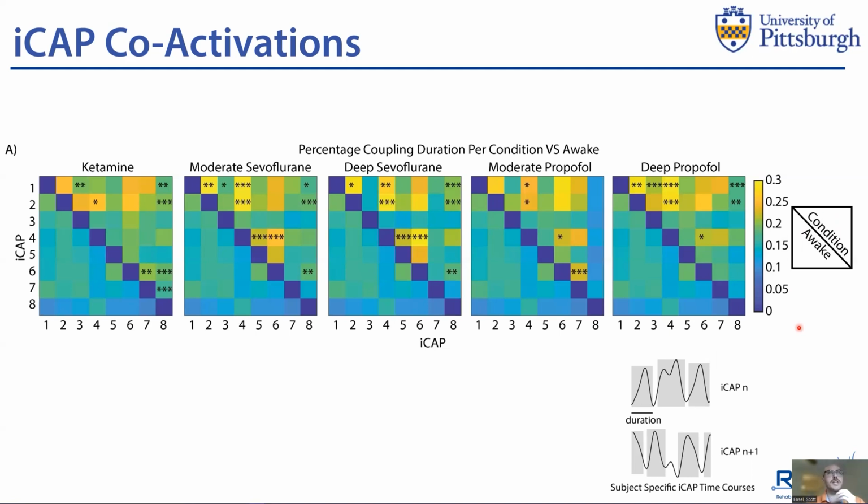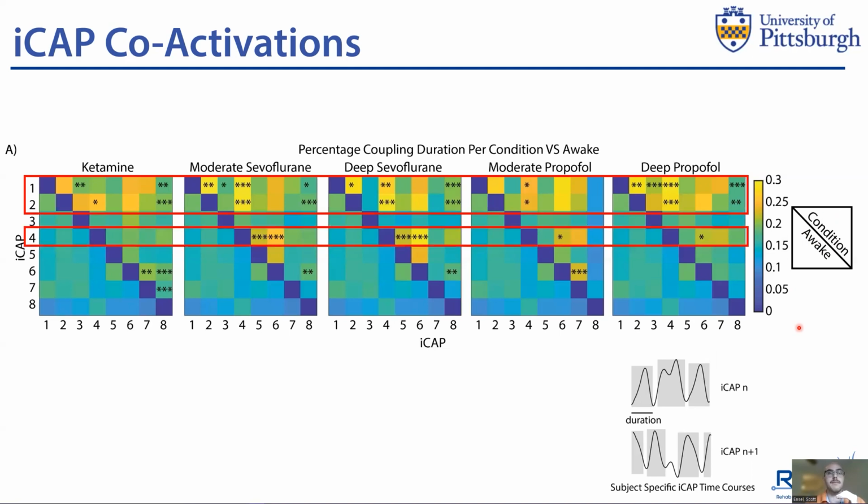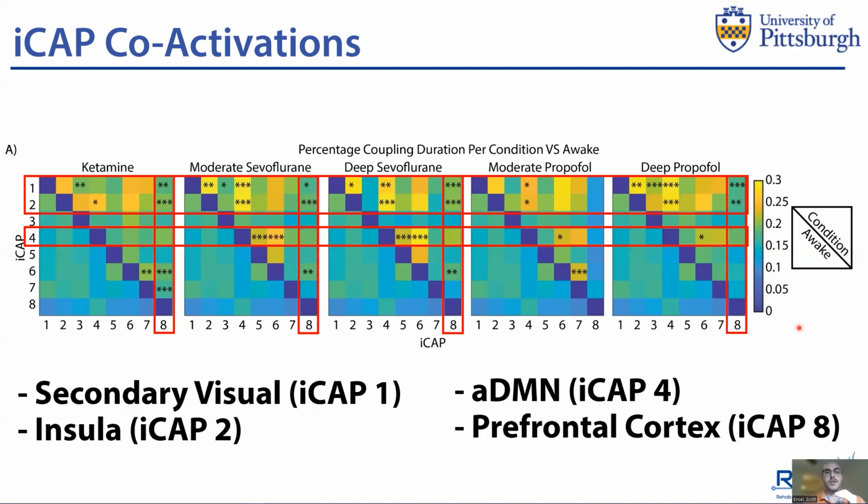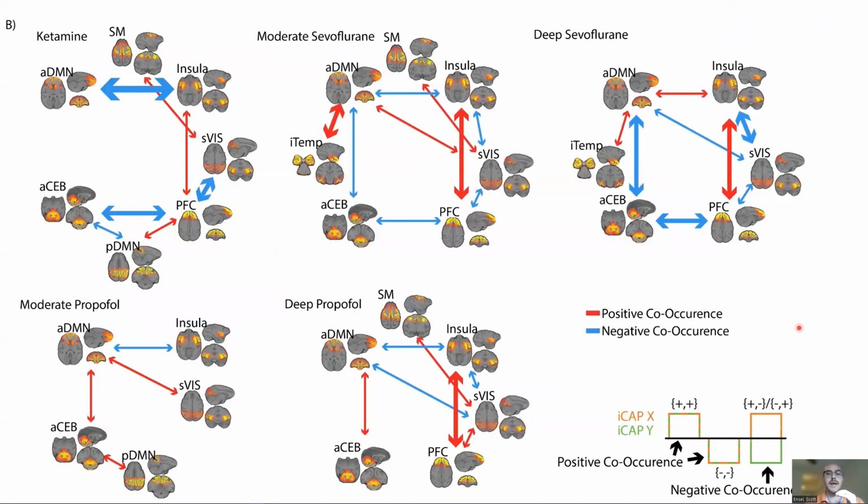Some significant pairs were shared across anesthetics, whereas others were anesthetic specific. Specifically, we can look at ICAPs 1 and 2, which were commonly significant across all the conditions, ICAP 4, and ICAP 8. All the ones that I just pointed out were the same ones that I talked about before that had those longer temporal durations. Now, this plot shows overall coupling, but ICAPs can be positively coupled or negatively coupled. So of the ICAP pairs we found here that were significant, we then considered if pairs were more positively coupled or negatively coupled, defined down here.